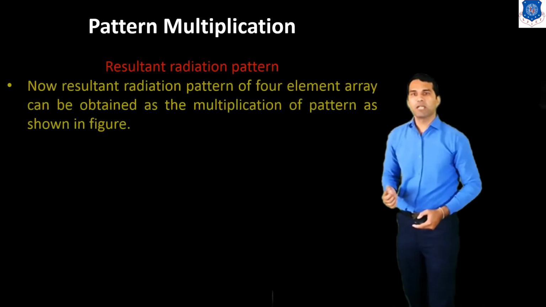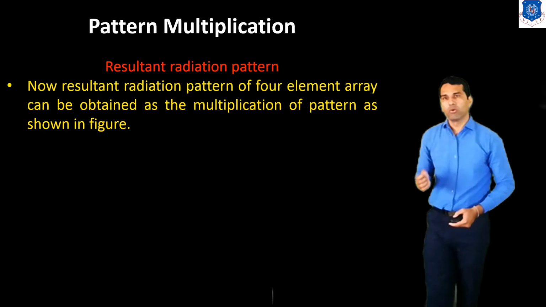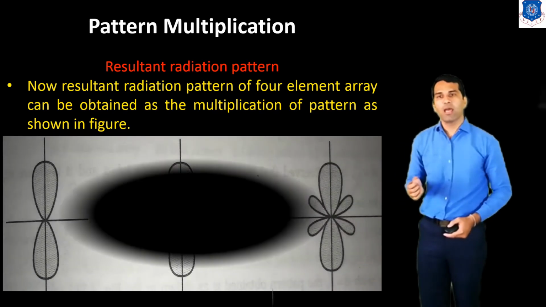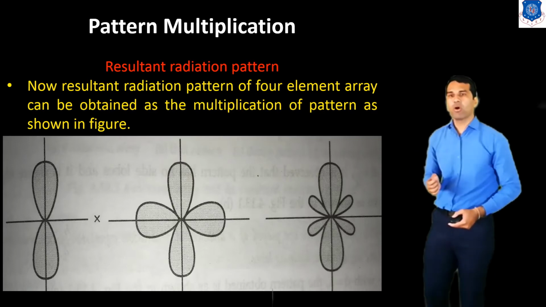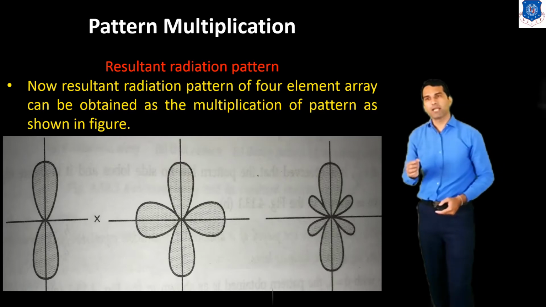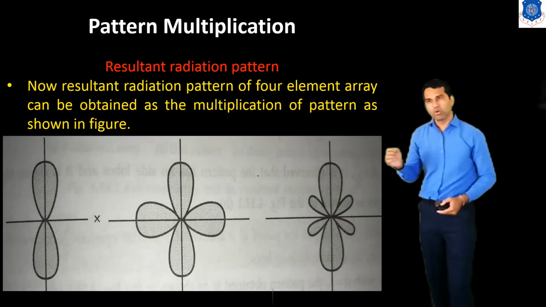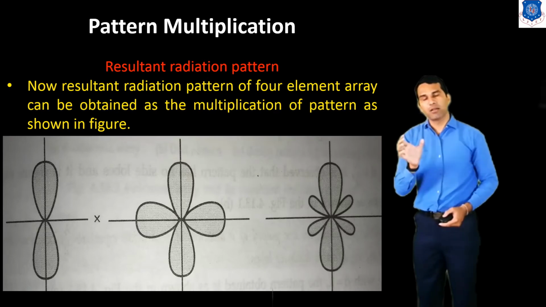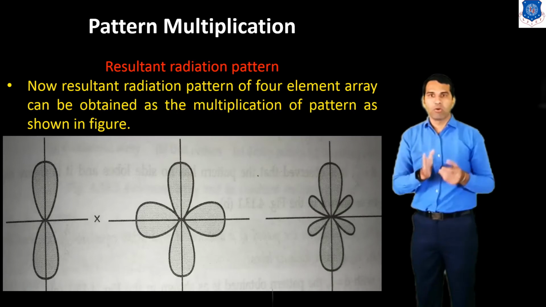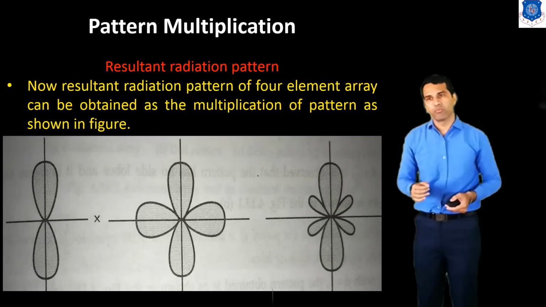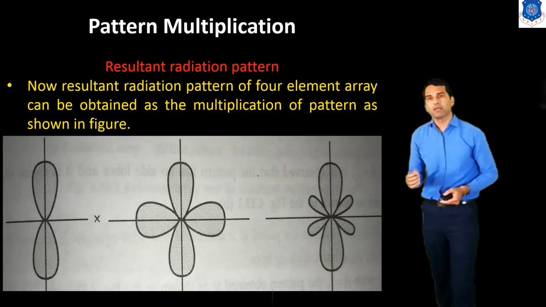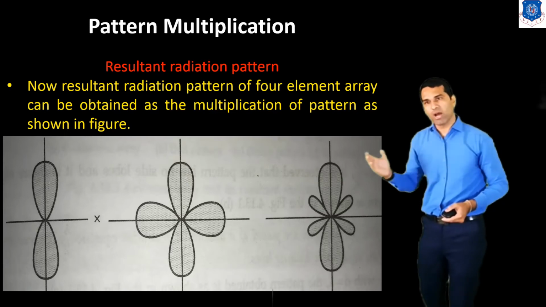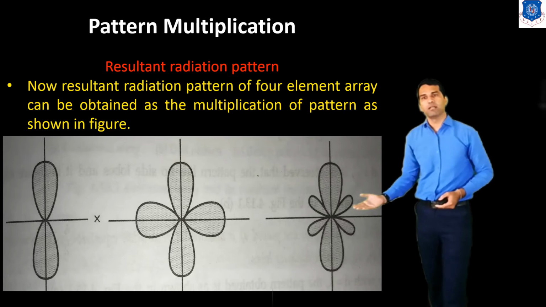So now we understand pattern multiplication. The resultant radiation pattern of the 4 element array can be obtained as the multiplication of the patterns as shown in the figure. The first figure 8 pattern indicates the pattern for the 2 elements when the distance between them is lambda by 2. And the second pattern is for the distance between the 2 elements being lambda. So finally we get this pattern.